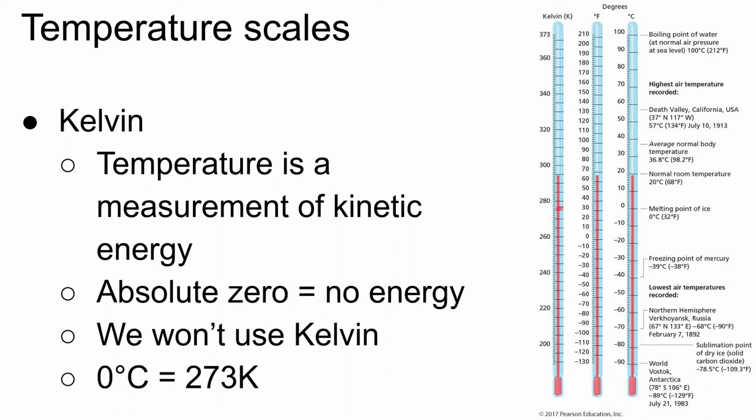Sorry, let's put that down here. 273 Kelvin is the melting point of ice. 373 Kelvin is the boiling point of water. So 1 Kelvin degree is the same as 1 Celsius degree. You can see with Celsius, between melting and boiling, it's 100 degrees. And same thing on the Kelvin scale, from 273 to 373 is 100 Kelvin.